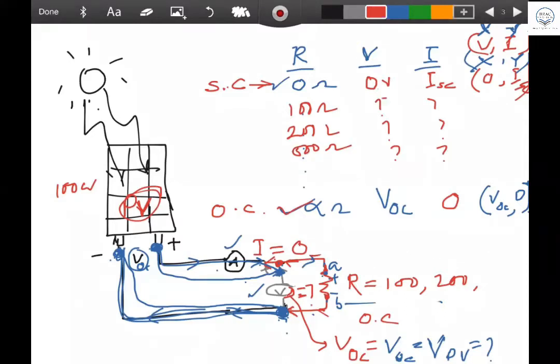Will it be 0, or this will be 0, or this will be 0, or something else? Any one of them will be 0. Which one? I mean the voltmeter reading and the ammeter reading. This question is about the voltmeter reading and the ammeter reading.